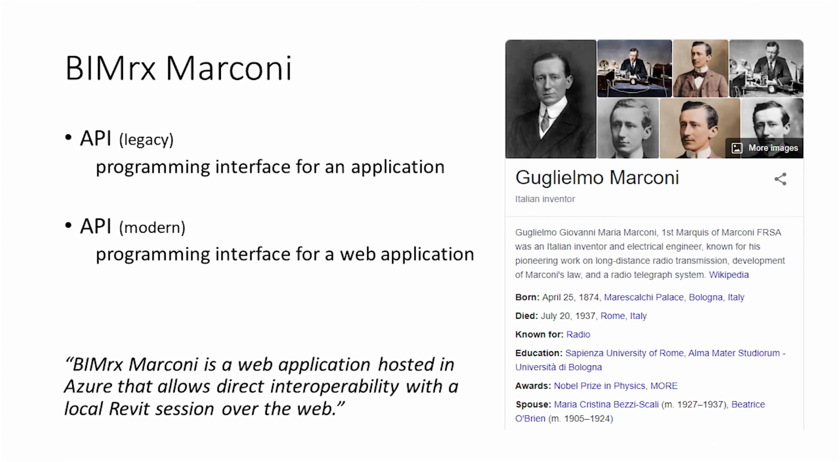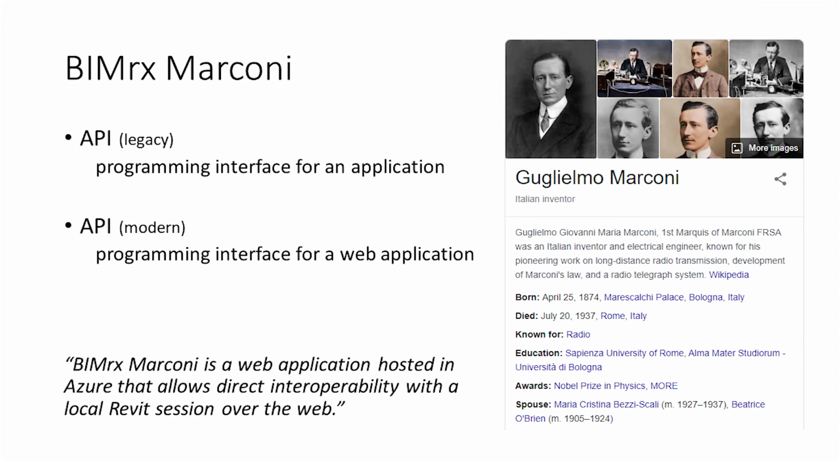Guglielmo Marconi is an Italian guy. He invented the telephone. There is a Marconi beach on Cape Cod in Massachusetts, where they had towers 100 years ago, and they sent telegraph messages with the King of England back then. So I like to compare this to a telephone for Revit, right?